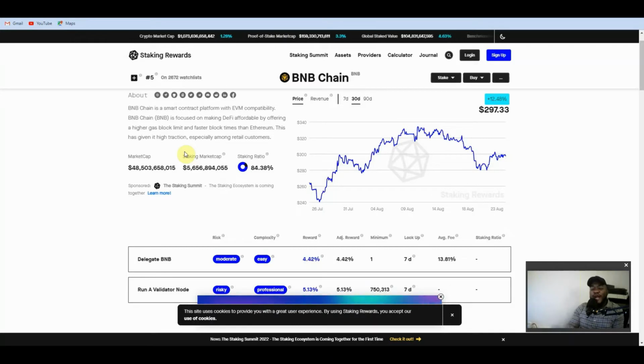Now we have proof of stake coins and we have proof of work. Proof of work are those that mine cryptocurrencies. Proof of stake are those that get rewards through staking. So proof of work gets its rewards through mining cryptocurrency, and proof of stake gets its rewards because they are staking it.